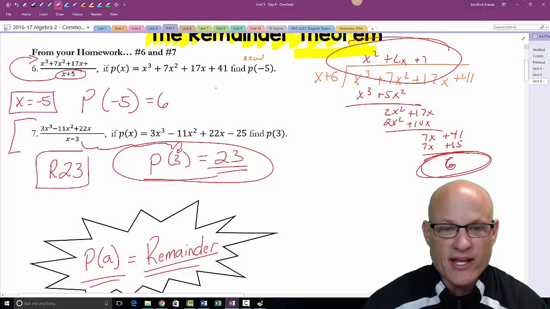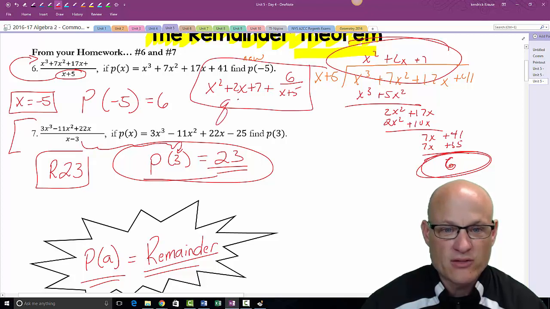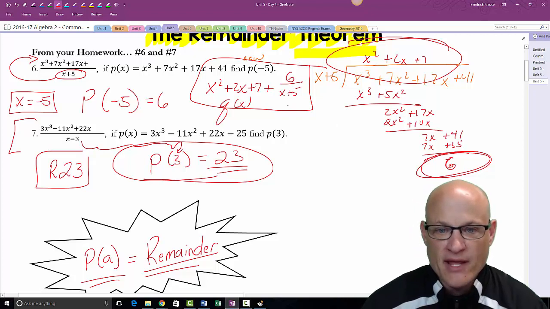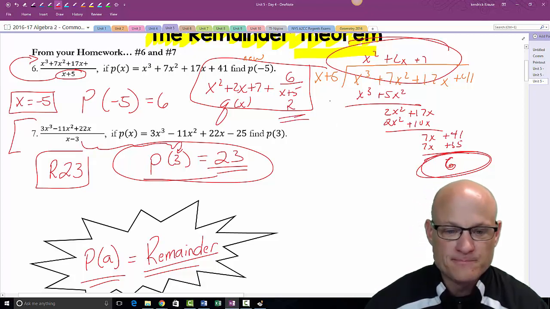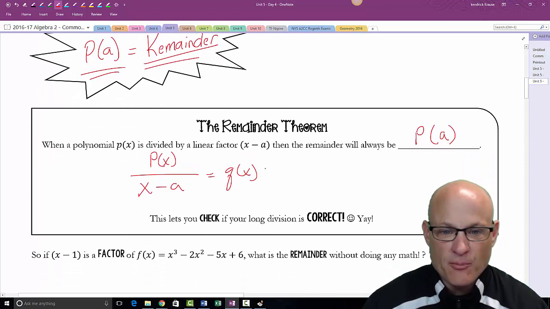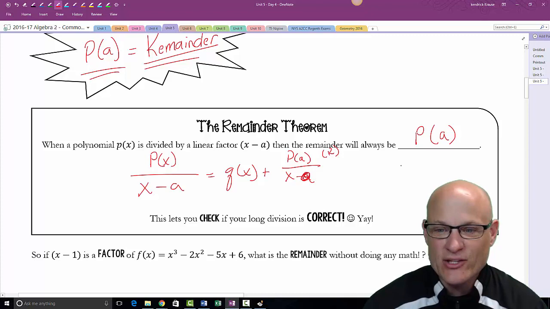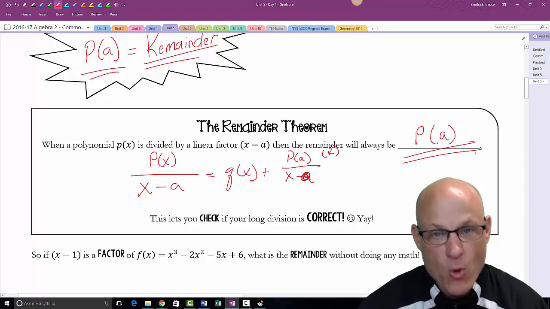In this case, the answer would be x squared plus 2x plus 7 plus 6 over x plus 5. That would be the answer here, where this would be Q of X, just some other polynomial, and this is my remainder part of the whole thing, plus P of A over X minus A, which, again, remember, was our remainder. So what I'm trying to say is your remainder is really the functional value at that point.